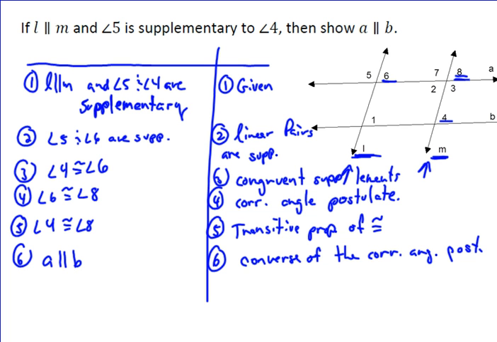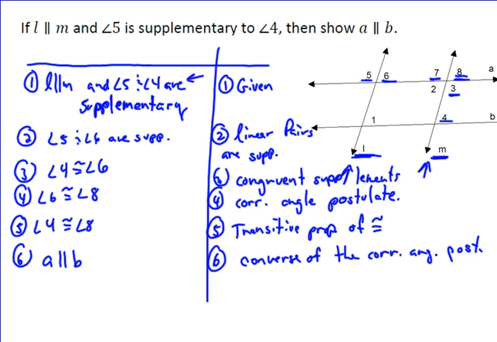Again, another way you could have done this is to show 5 congruent to 7 and 7 congruent to 3, and then that means measure of angle 5 equals measure of angle 3, and do a substitution into this one for 5. Then you would have been able to get to measure of angle 3 plus measure of angle 4 is 180, which means 3 and 4 are supplementary, and then by same side interior angles, the lines are parallel.